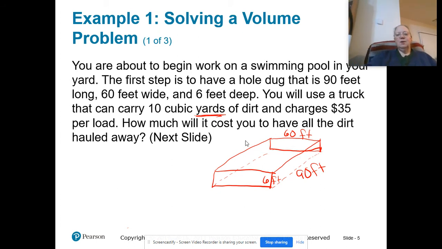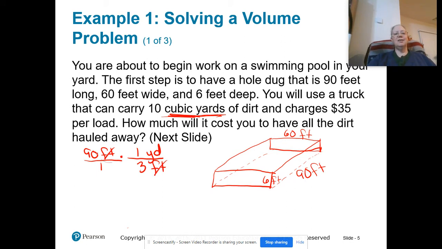All right, so again, we have to convert all of our feet units to yards because it is asking about cubic yards. So let's start with our 90 feet. And we're going to use what's called unit analysis. You may have seen this before, you may not, but we know that 1 yard is equivalent to 3 feet. You could have done 3 feet over 1 yard, but that wouldn't allow us to cancel our feet with our feet.